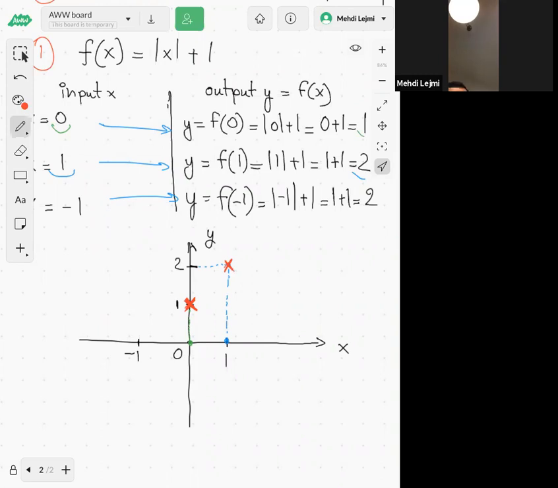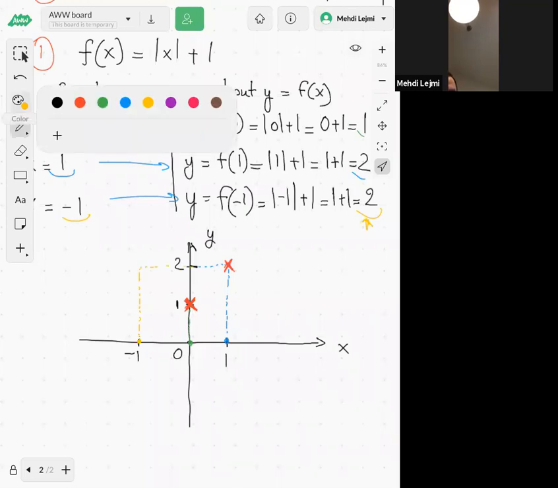And finally, last point, when x is -1. Let me pick a different color, let's pick a yellow here. If x is -1, then my y would be positive 2. So you start from x equal to -1, you draw your vertical line, and you go to the level where y is positive 2. So here's where y is positive 2, and then my third point would be this one here.